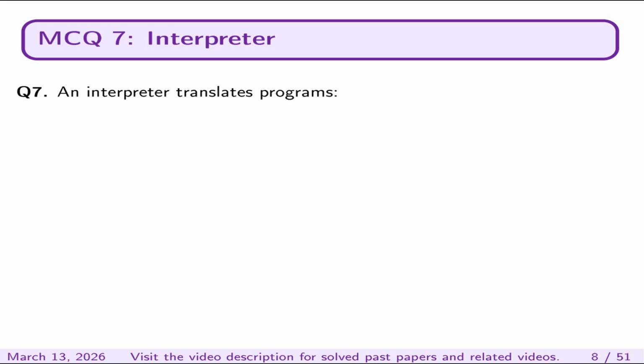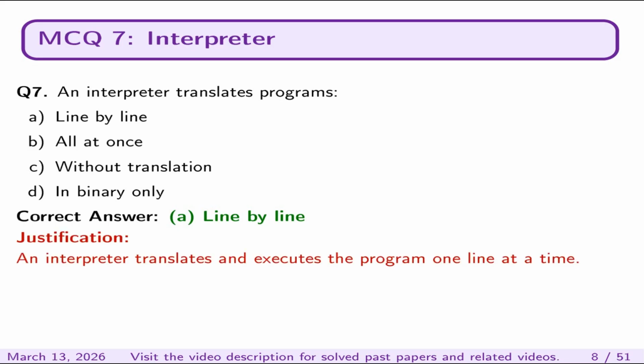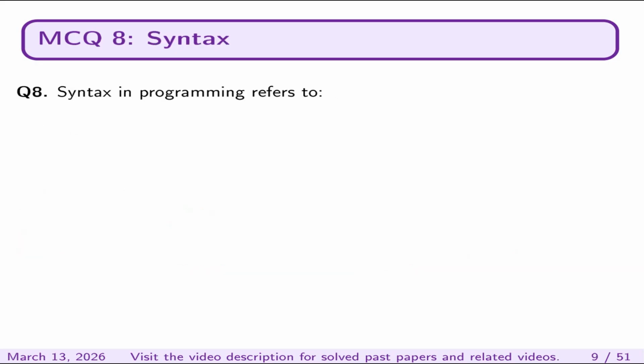Question number 7. An interpreter translates a program line by line, all at once, without translation, in binary only. The correct option is A, that is line by line, because an interpreter translates and executes the program one line at a time.